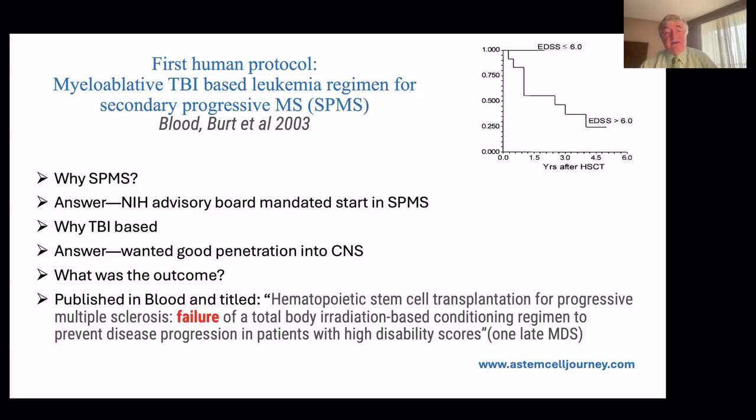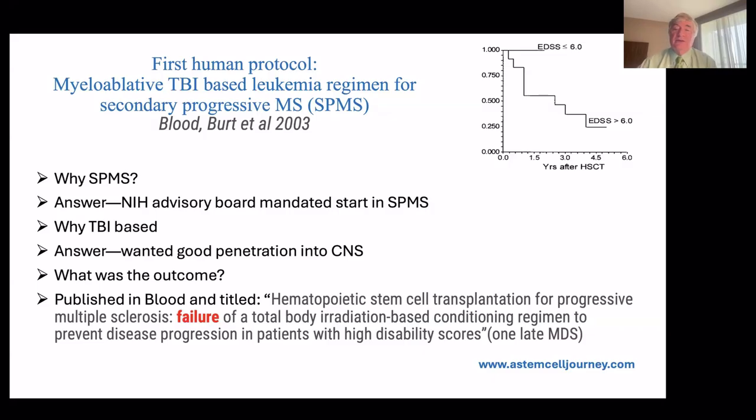It failed. So we reported in Blood, I put failure in the title, as you can see in red there. Hematopoietic stem cell transplant for progressive, secondary progressive multiple sclerosis: failure of total body radiation-based conditioning regimen to prevent disease progression in patients with high disability score. That's very important in that TBI did cause one late case of myelodysplastic syndrome, which TBI is known to do.